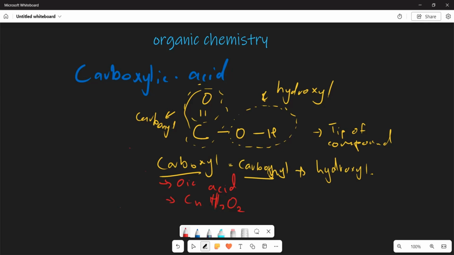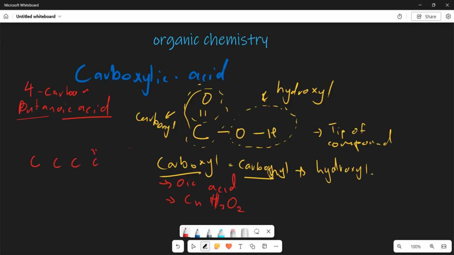And now, lastly, let's look at one example of these. Let's say we are looking at butanoic acid. What do we know about but? But means 4 carbons. Oic acid means it's a carboxylic acid. So this is going to be 1, 2, 3, 4.